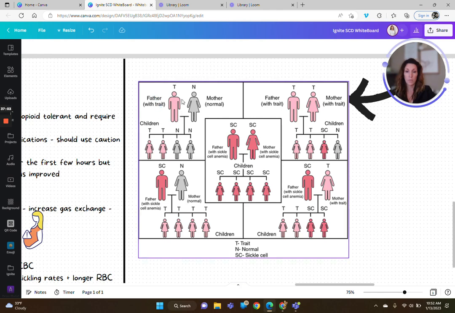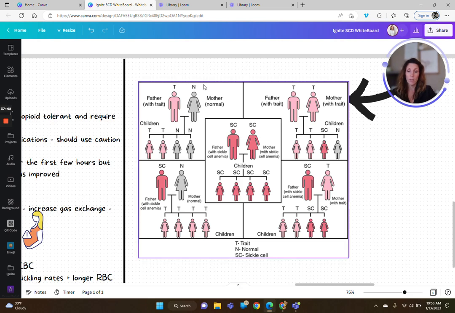So sickle cell trait is what is described when the patient has one abnormal gene, so it's only affecting one gene, and they still have the normal gene. This father right here just has the trait. So he has one normal gene and one abnormal gene. He doesn't actually have sickle cell disease. He's got the trait, so he doesn't have symptoms. He's asymptomatic, but he has one abnormal gene.